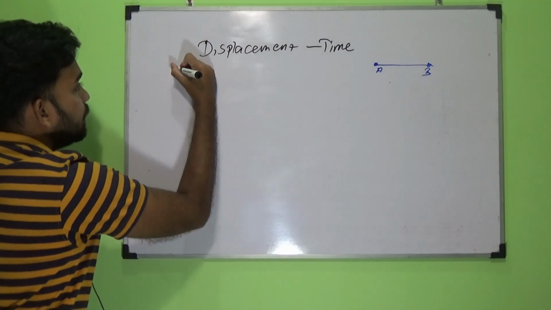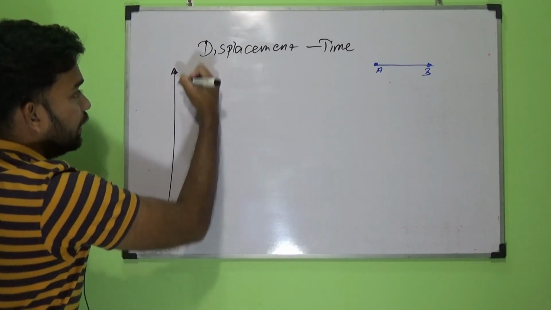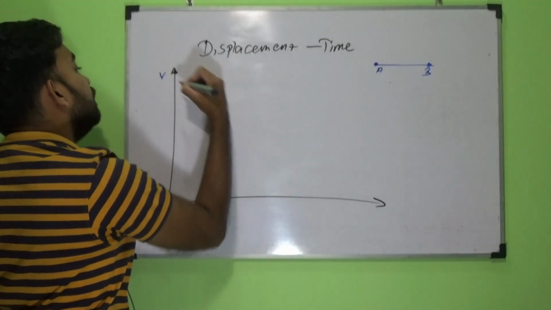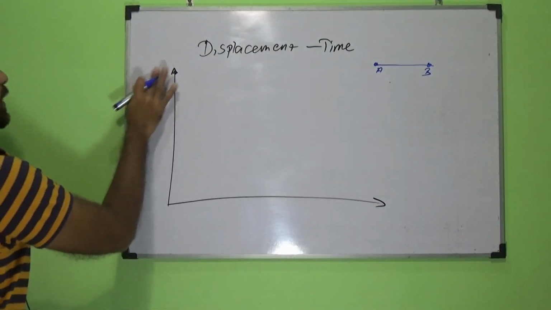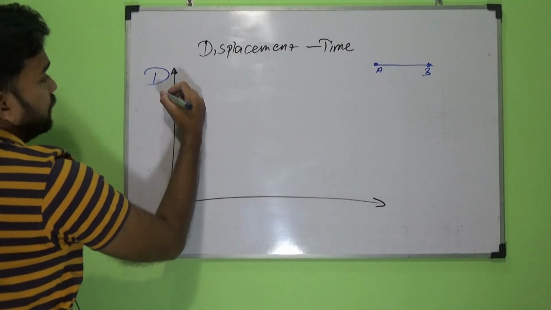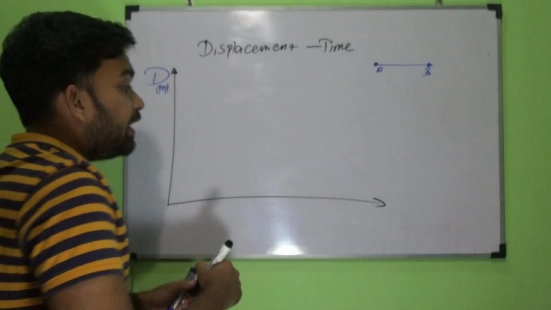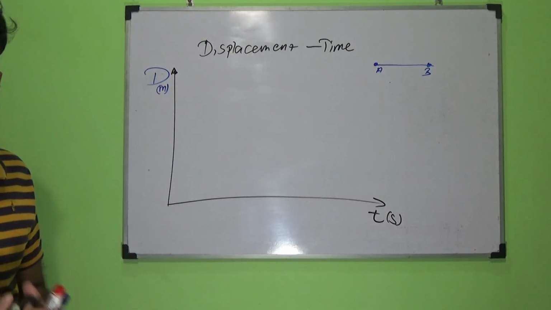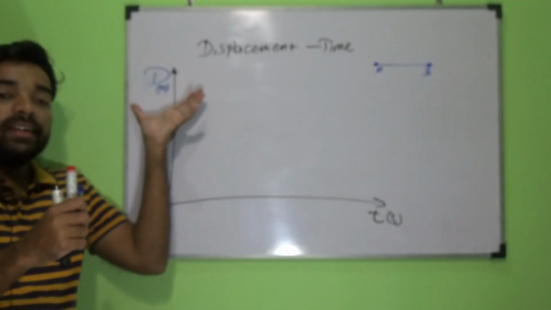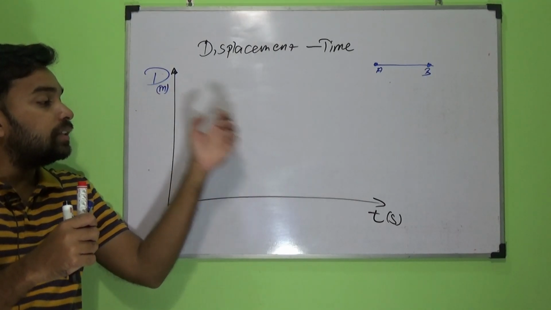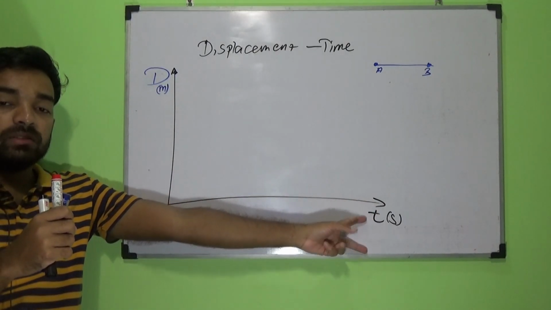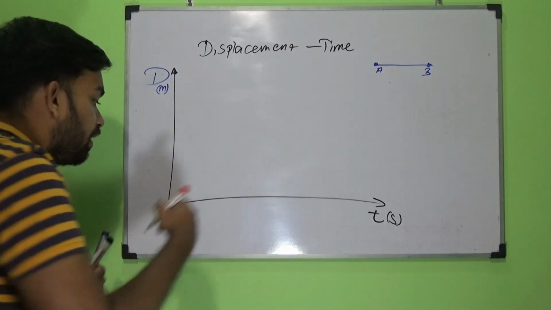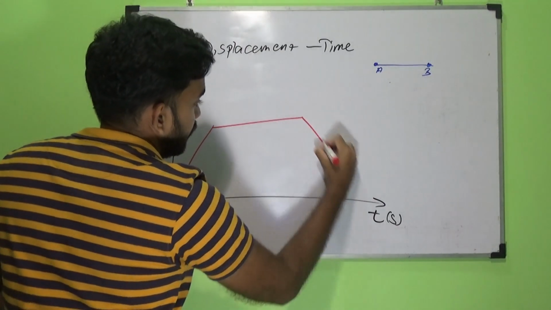So when it comes to the displacement time graph, we have two axes, same like normal graphs. We have the y-axis and the x-axis. On the y-axis we have the displacement measured in meters, and on the x-axis we have the time, most of the time measured in seconds. In this displacement time graph, there are three ways that you can get.